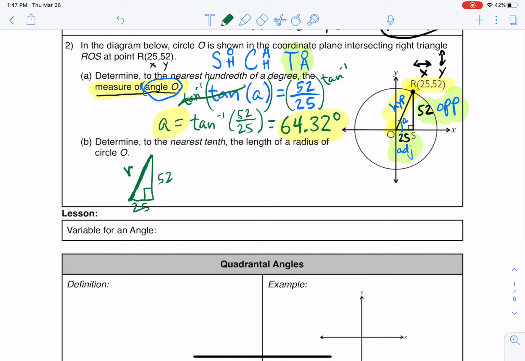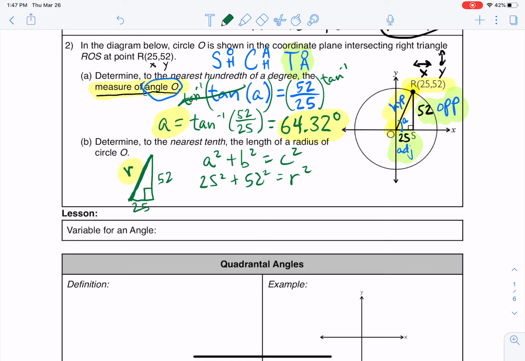Yeah, you're right if you said the Pythagorean theorem. So that's a squared plus b squared equals c squared. And remember, c is always the longest side, or the hypotenuse. And our hypotenuse is the same as our radius. So it doesn't matter what I define as a and b, but I'm going to write 25 squared plus 52 squared equals r squared.